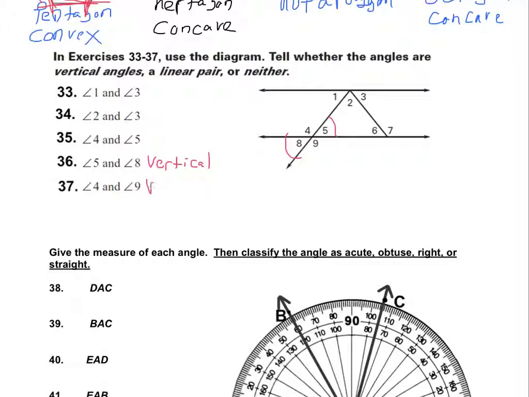So 4 and 9 are also vertical. See how they're across the x from each other? So what about a linear pair? Well, 4 and 5 are a really good example of a linear pair because they're the only two angles on this part of the line, and together they make up 180 degrees, and they're right next to each other. So they are a linear pair. The other ones, number 33 and 34, are both neither, just because they're not vertical and they're not a linear pair.